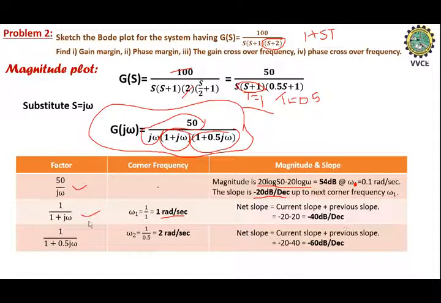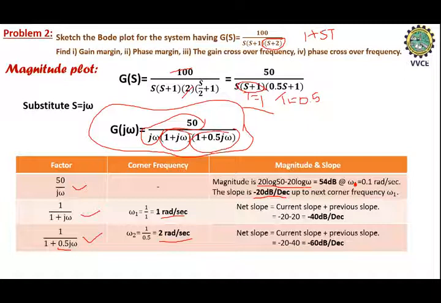And let us go to the third factor. The remaining factor is 1 divided by 1 plus 0.5 s or j omega. So here t is 0.5, and 1 divided by 0.5 is 2 radian per second, which is the frequency. Next, the slope: the current slope is minus 20 dB per decade because it is in the denominator, 1 plus st. The previous slope is minus 40. Minus 20 minus 40 will give minus 60 dB per decade. So this is the data required to plot the magnitude plot.